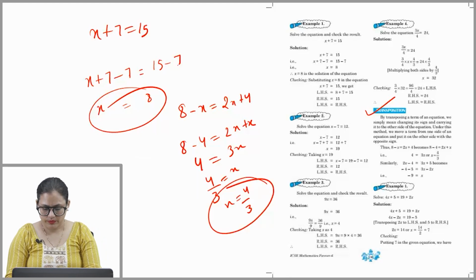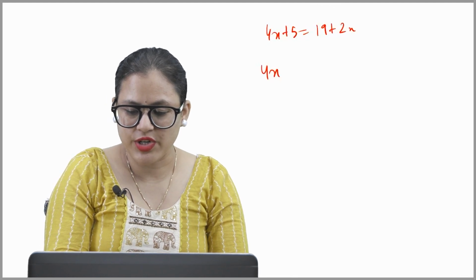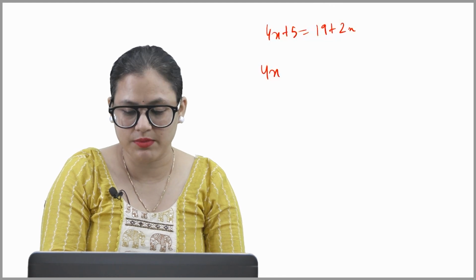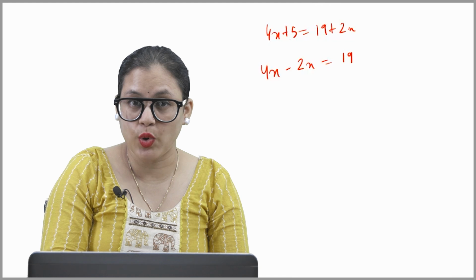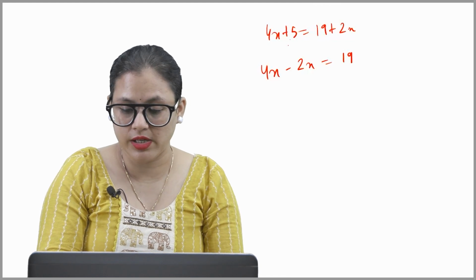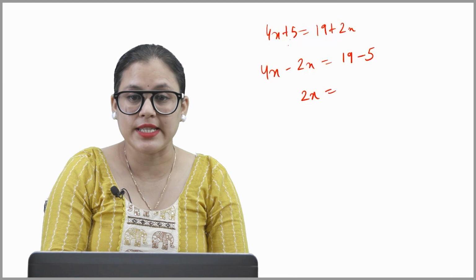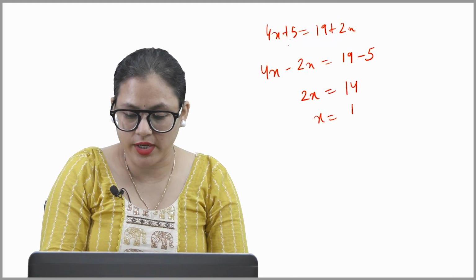Example 1, we have 4x plus 5 is equal to 19 plus 2x. We will transpose 2x to the left side, so we will change its sign, that is minus 2x. We will transpose 5 from the left hand side to the right hand side, so we will again change its sign. 4x minus 2x is 2x, and 19 minus 5 is what? 14, so 2x is equal to 14.